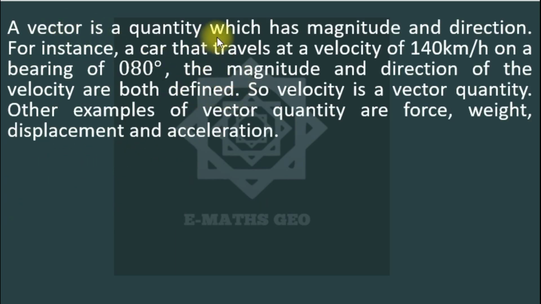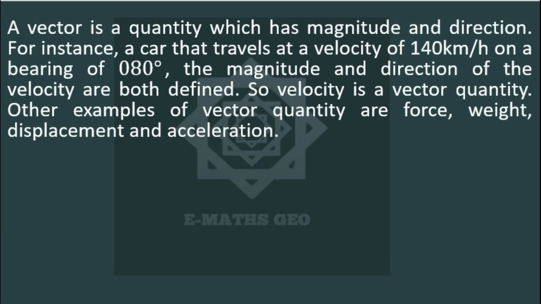A vector is a quantity which has magnitude and direction. So if you have a quantity that has both magnitude and direction, it's called a vector. For instance, a car that travels at a velocity of 140 km per hour on a bearing of 080 degrees, the magnitude and the direction are given, so it's a vector quantity. The magnitude is 140 km per hour, while the direction is 080 degrees. Other quantities that are vectors are force, weight, displacement, and acceleration. So we are done with the definition.